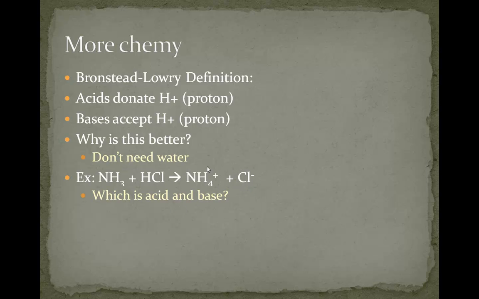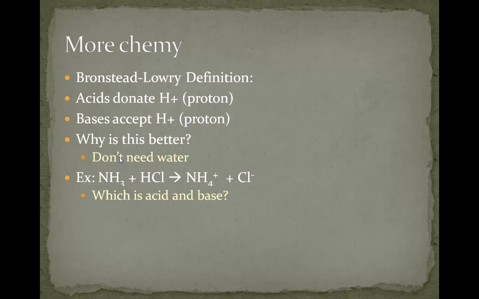What's the difference between these two? HCl lost an H, went to Cl minus. This is what's known as the conjugate base for HCl. So when HCl loses its H, acts as an acid, donates its H plus, and becomes Cl minus, this is now a base. All right, loses its H, becomes a base.